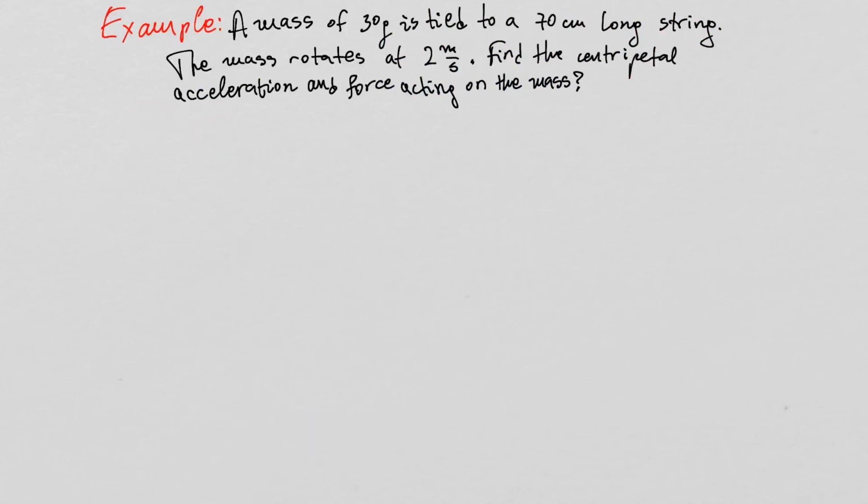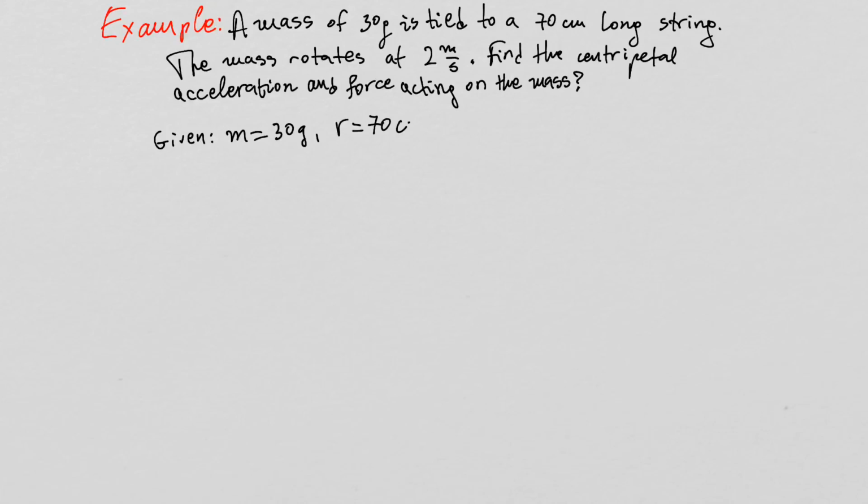Now let's do one example to illustrate the application of the formula for centripetal force and centripetal acceleration. We have a mass of 30 grams, which is tied to a 70 centimeter long string. The mass rotates at 2 meters per second. Find the centripetal acceleration and centripetal force acting on the mass. So let's list what we know. We know that the mass is 30 grams, and we know that the length of the string is 70 centimeters. That would be the radius of the circular trajectory that this mass is undergoing.